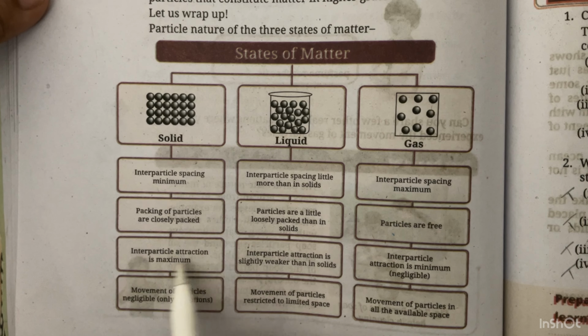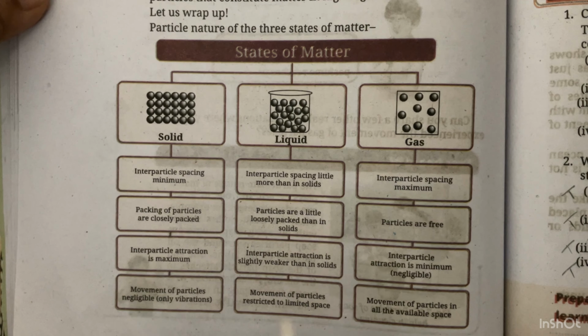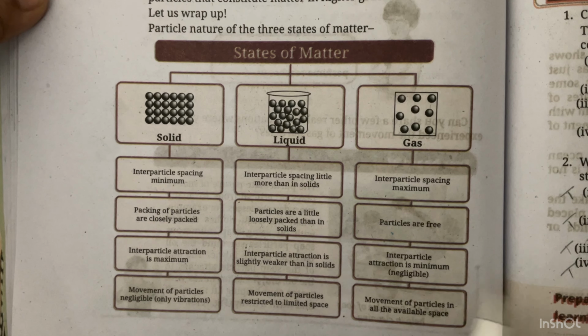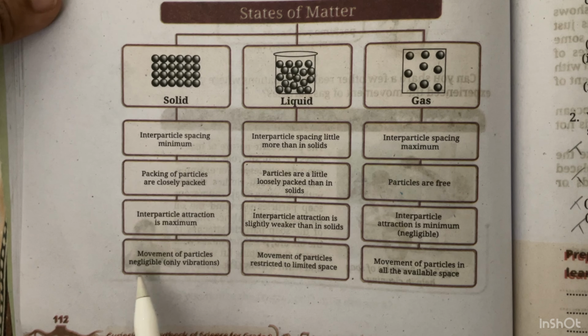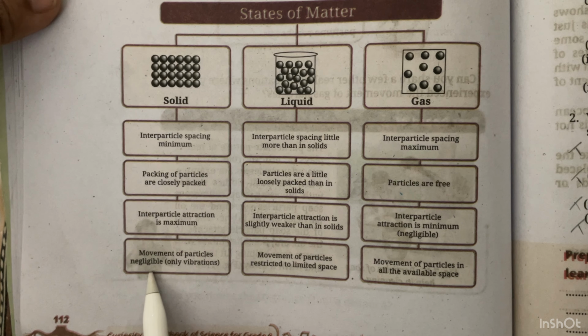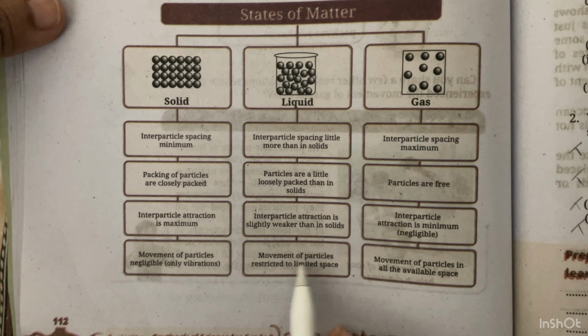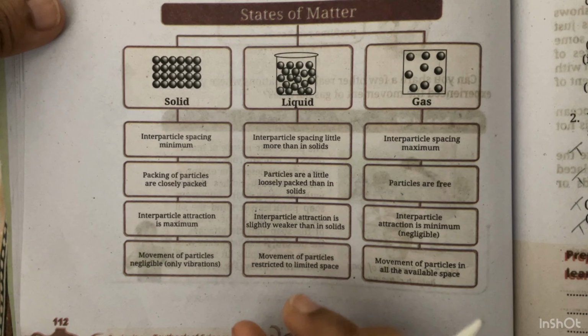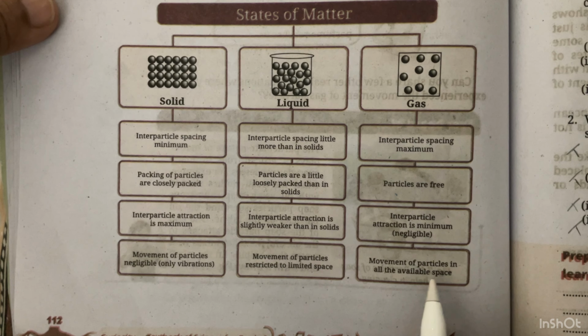Interparticle attraction is maximum in a solid because the particles are closely packed, slightly weaker in a liquid, and minimum or negligible in a gas. Movement of particles is negligible in a solid; there is no movement, but vibration will be there. In a liquid, movement of particles is restricted to a limited space, but in a gas the particles move in all the available space.